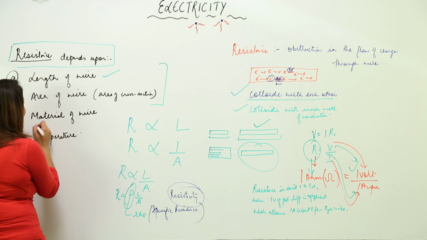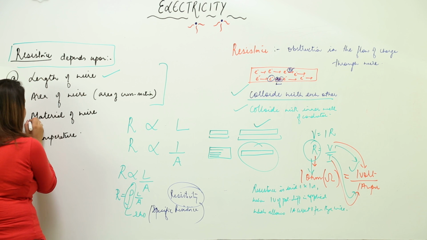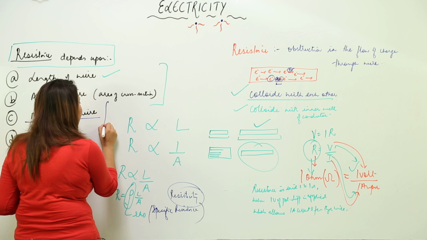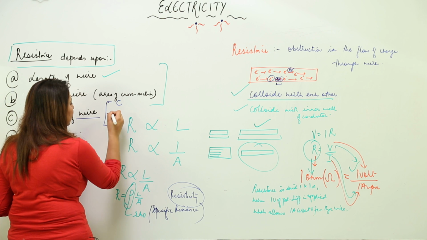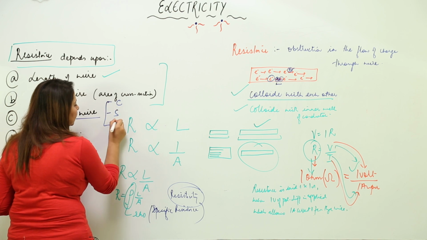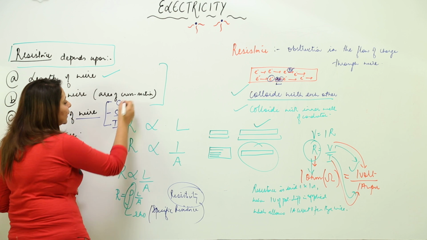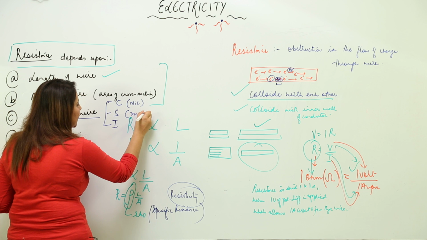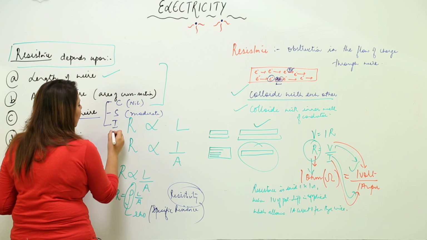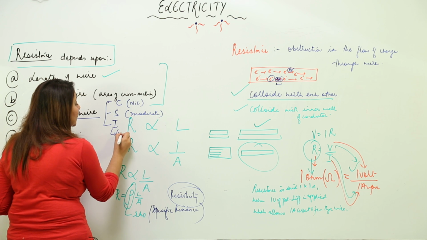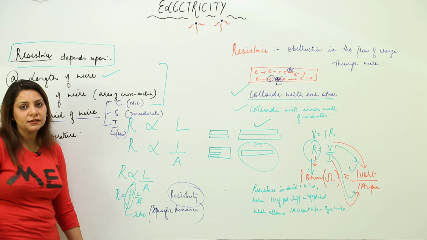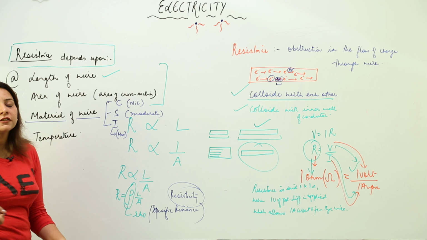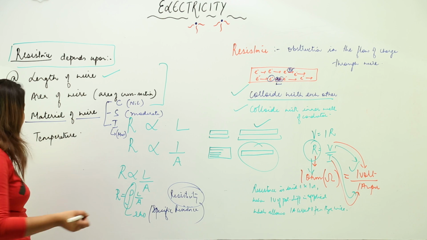The third factor which we were discussing is that the resistance depends upon the material of the wire. We have different materials of wire: conductor, semiconductor, insulator. We have already discussed that a conductor has almost nil resistance, a semiconductor has moderate resistance, and an insulator has maximum resistance. So this also depends on what kind of material the wire is made of, because depending upon that we will have the resistance.